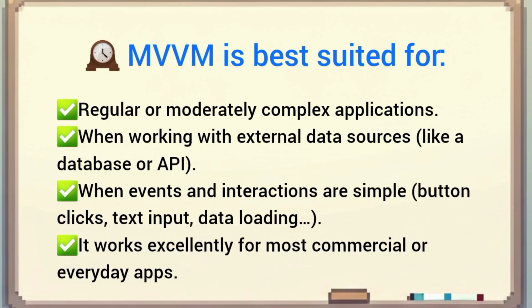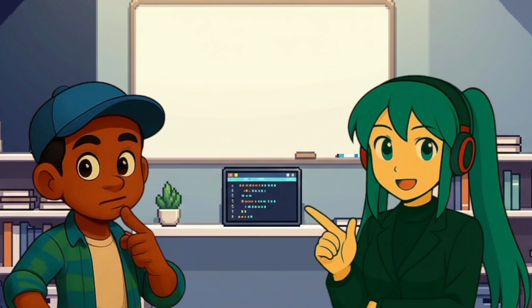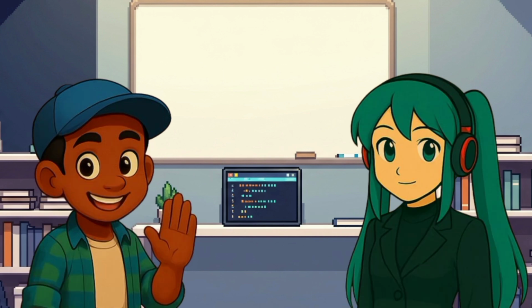Good question. MVVM is best suited for regular or moderately complex applications. When working with external data sources, like a database or API. When events and interactions are simple. It works excellently for most commercial or everyday apps. Example: an e-commerce app, a chat app, or an app that displays a list from an API with a few buttons. When to use MVI?